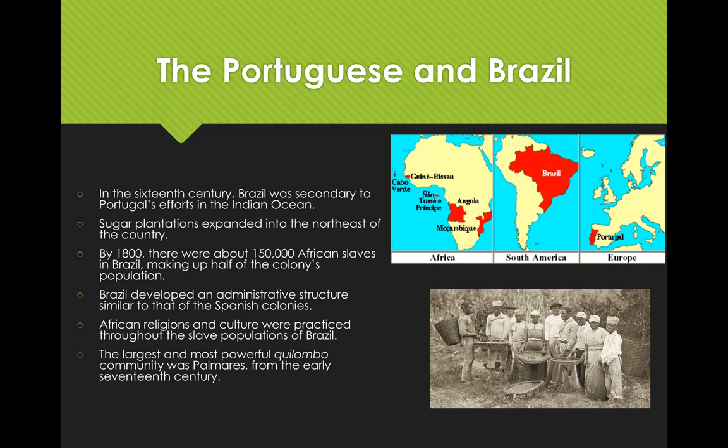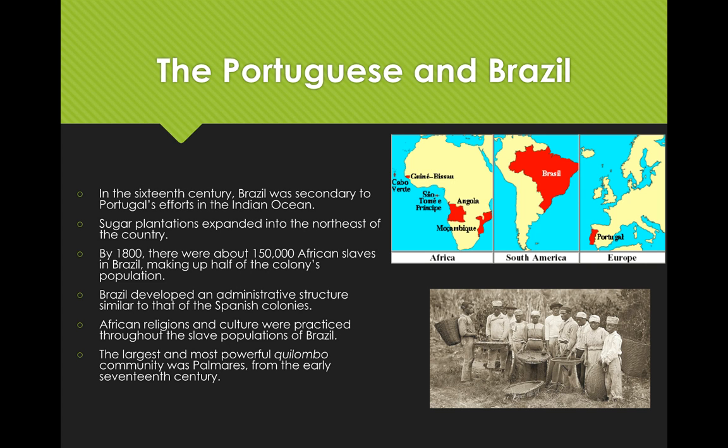By 1800, there were about 150,000 African slaves in Brazil, which made up half of the colony's population. Brazil developed an administrative structure similar to that of the Spanish colonies. And as in the Spanish colonies, Catholic missionaries were important in spreading Portuguese culture throughout Brazil.